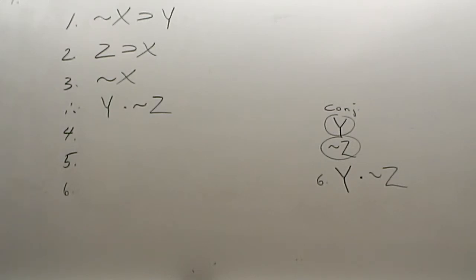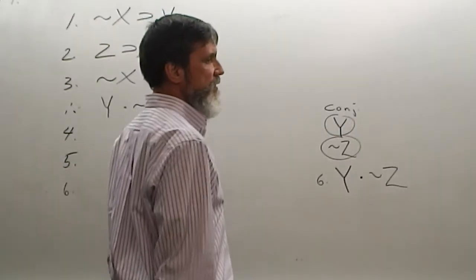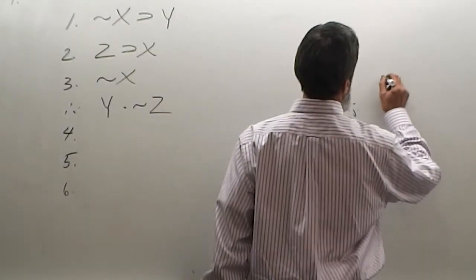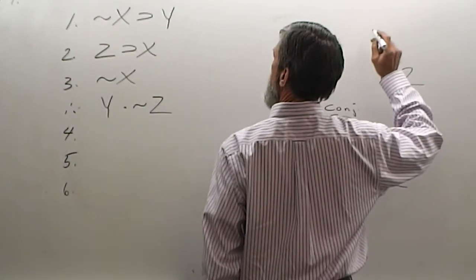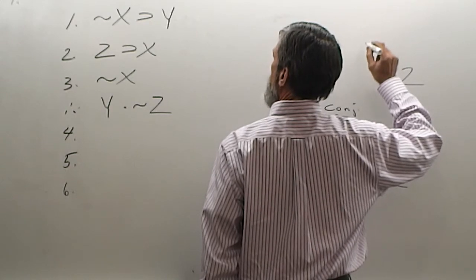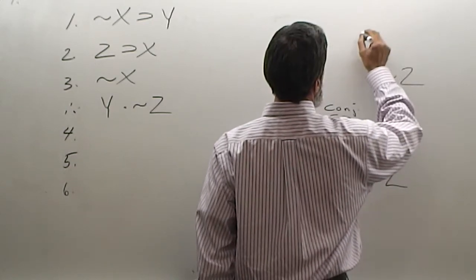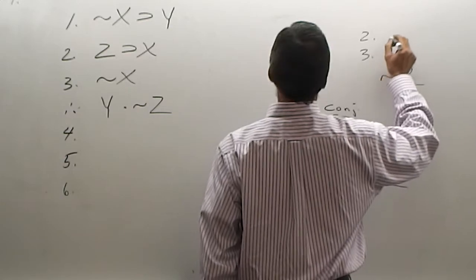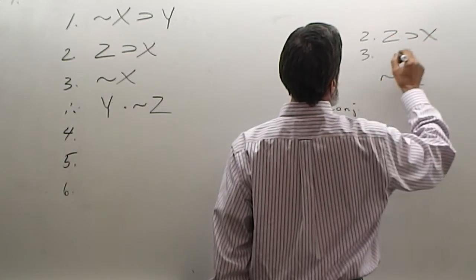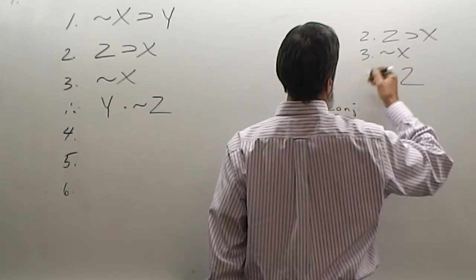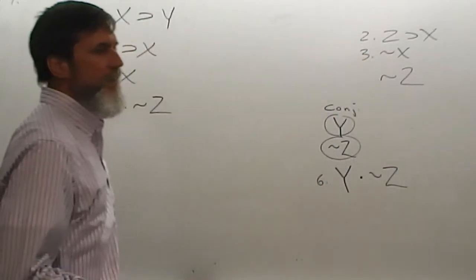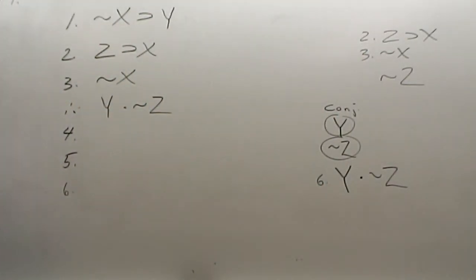Maybe not everything, but some of them. What do you want to get at this time? Y or curl Z? Your choice. Curl Z? How are you going to get it? 2, 3? So that's where we're getting those numbers from. They are lines 2 and 3 respectively.